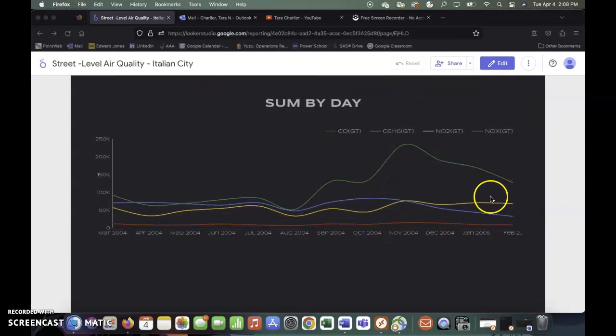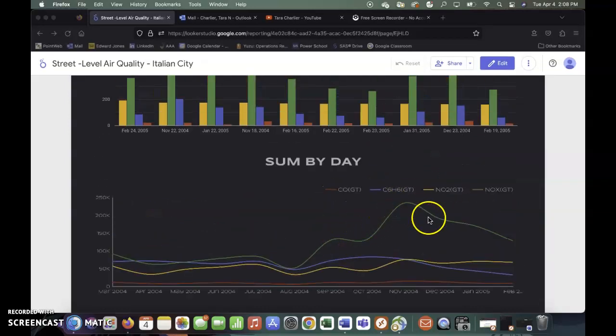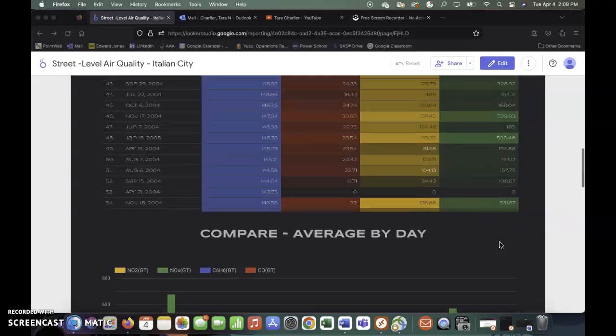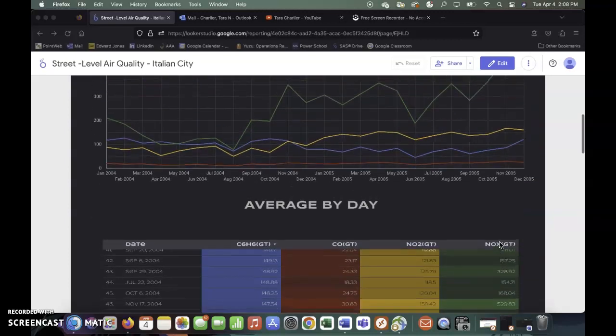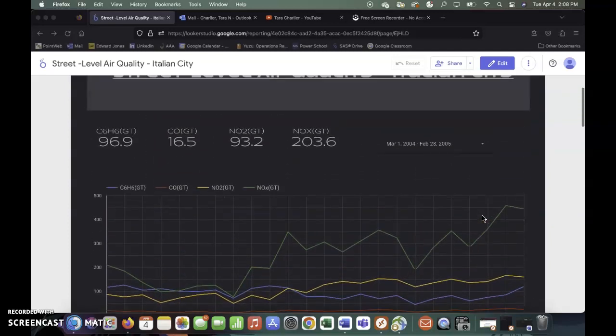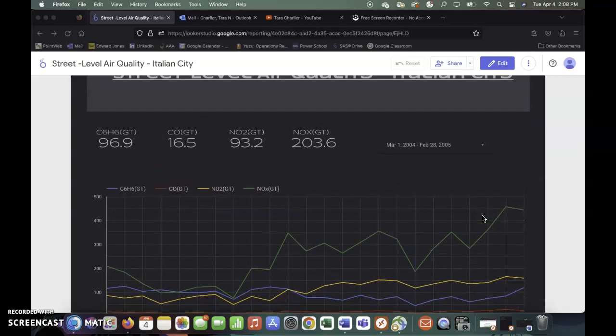This is sum by day. So the sum of the readings for each air pollutant by day. As you can see, this nitrous oxide here definitely spiked right here. Why I think this is interesting is because you can say what affects the level of air pollutant.